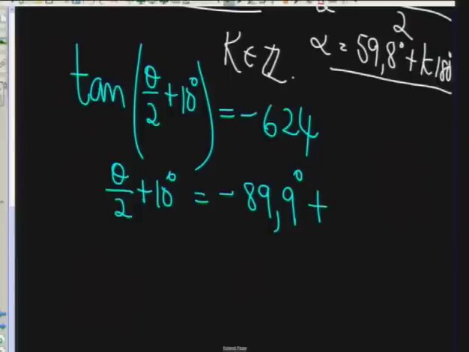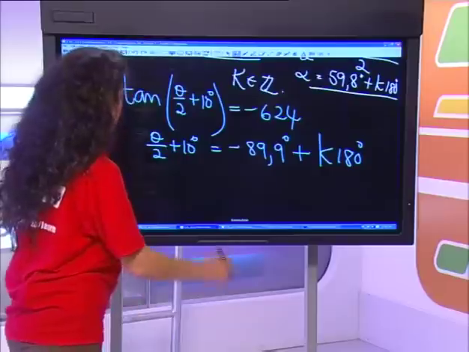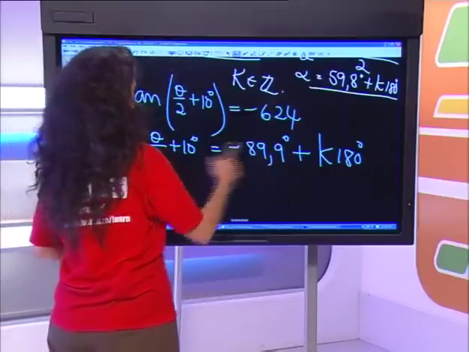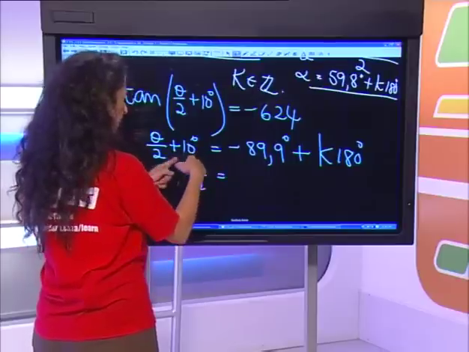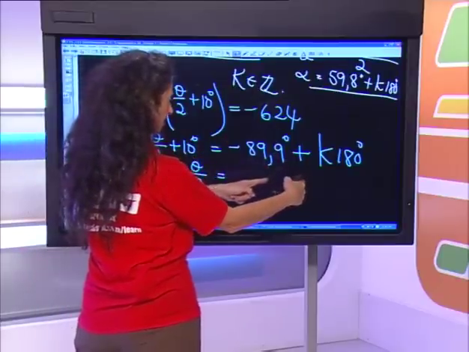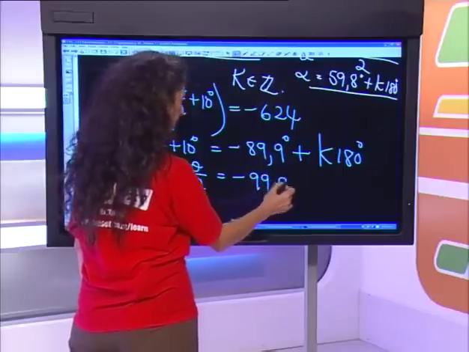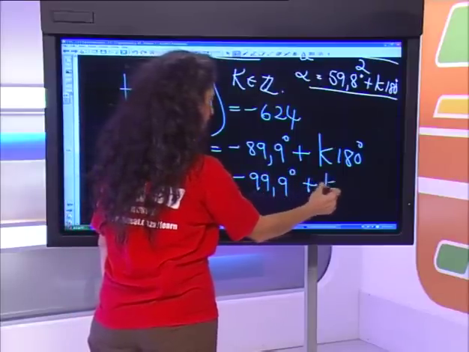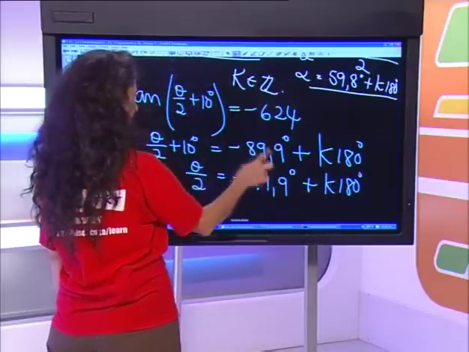And what is the period of a tan function? Excellent, 180 degrees. And one formula will give us all the tan solutions. We don't need a second formula. Tan is really, really friendly. So with that, I can now solve for theta, because theta over 2, I'm going to minus 10 this side, and minus 10 that side. So that's minus 99,9 plus K180. That's a variable. That's a number. So I'm only adding numbers to numbers.